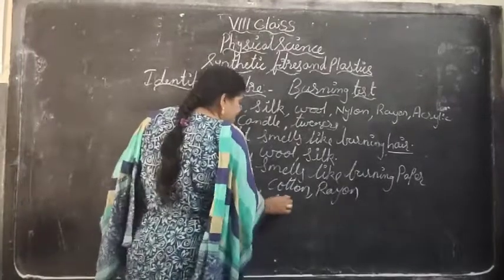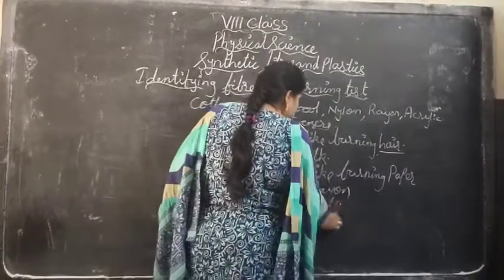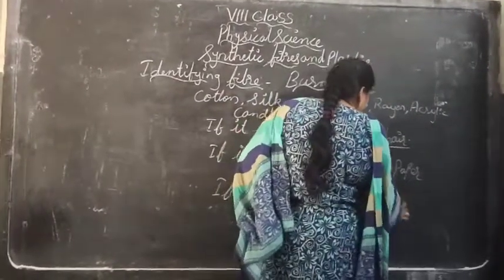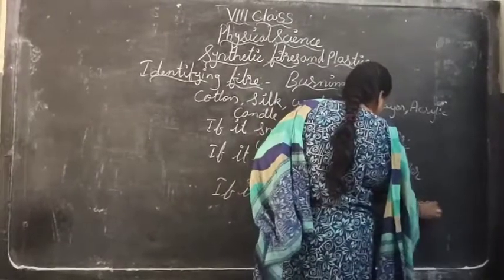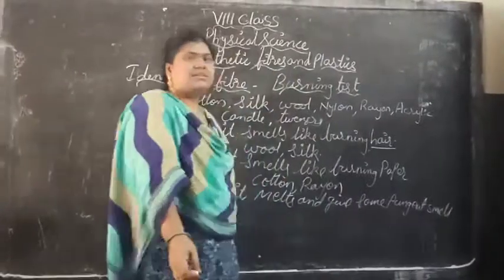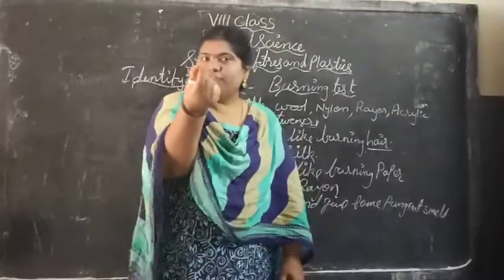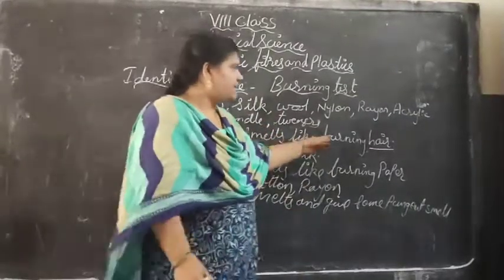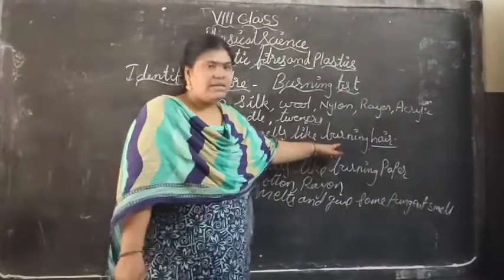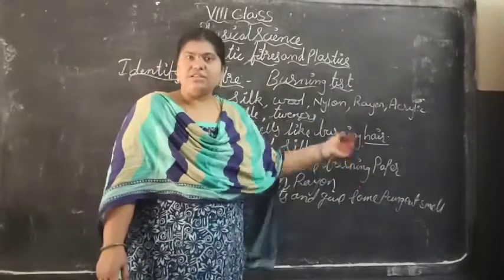Then if it melts and gives some pungent smell, it changes into liquid form when we are burning. Did you understand? Here you can see that in the first case, wool and silk, when we burn them, they change into ash. When we burn cotton and rayon also, they change into ash.